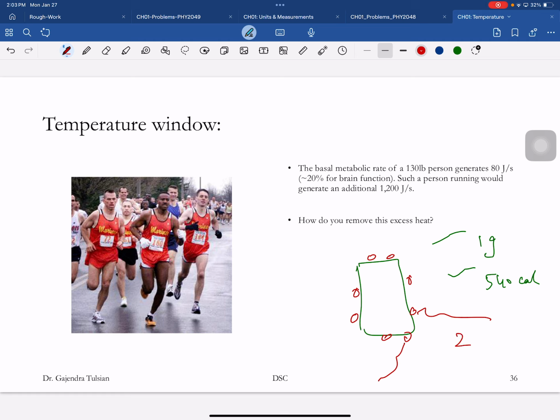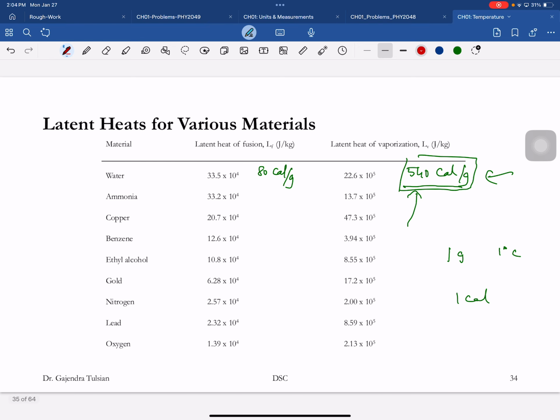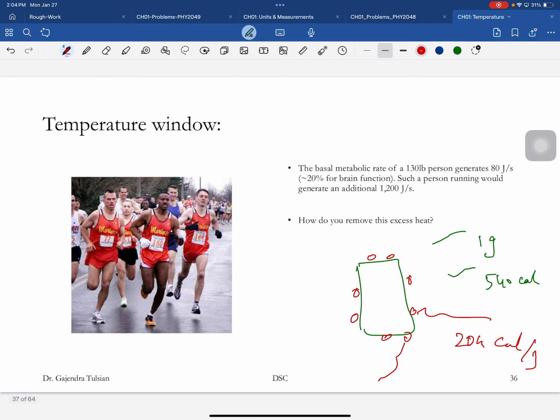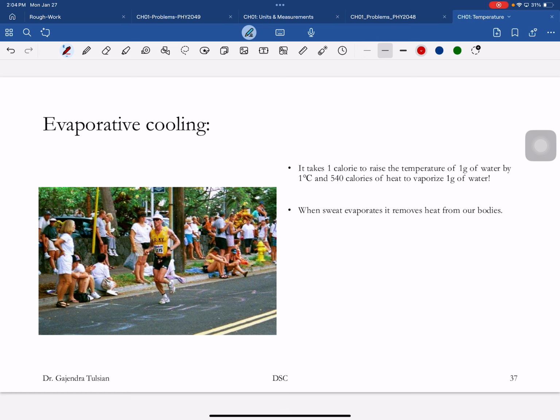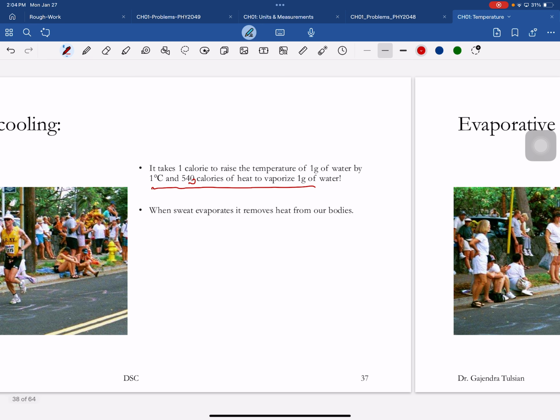The only thing is, when alcohol evaporates, it's taking up about 204 calories per gram. So now you know why we don't sweat alcohol. It's less efficient. Water is 2.5 times more efficient. So anyway, like I said, biological systems are very smart. They take advantage of all the options. So when 1 gram of sweat evaporates, 540 calories of heat is taken away.